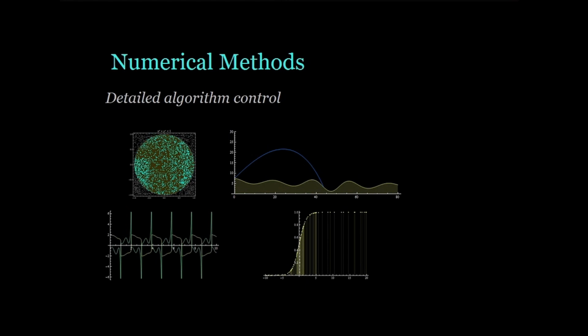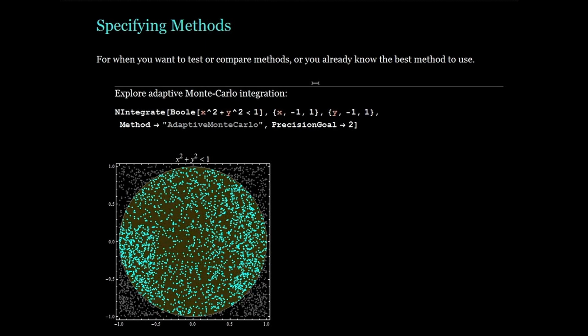In this next section, we'll look at how you can control and customize the numerical algorithms that Mathematica uses. Each of Mathematica's numerics functions knows about many different algorithms. Normally, a suitable algorithm is chosen automatically based on the structure of the input. If you want to specify a particular method, you do so with a Method option.